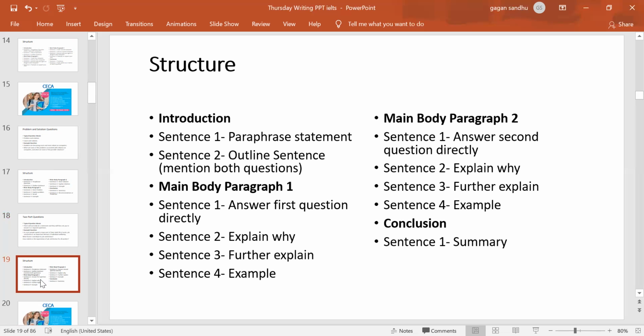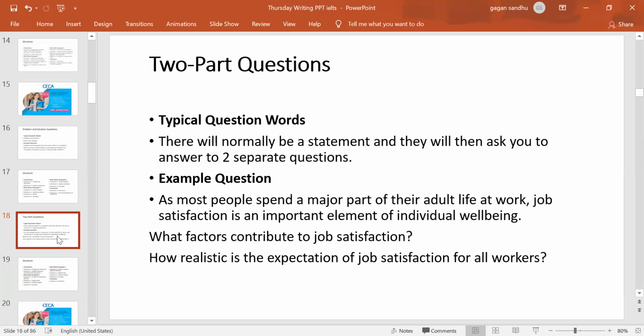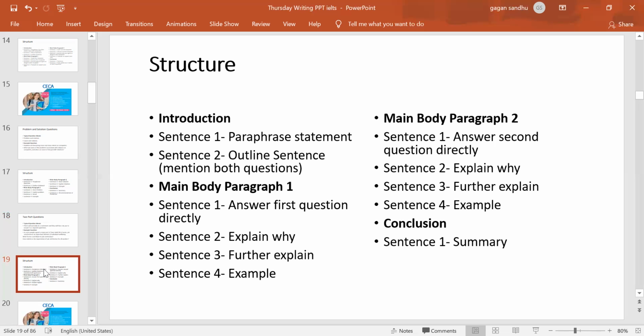Do we have to write an introduction as paraphrasing the statement, and then outline both questions? First, paraphrase the statement. After that, in the outline, you are just mentioning both the questions. Like, this essay will discuss the factors related to job satisfaction, and also talk about the realistic values of this expectation by all the workers, right? So this is like giving an outline sentence.